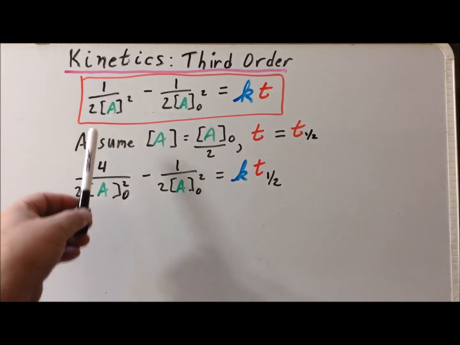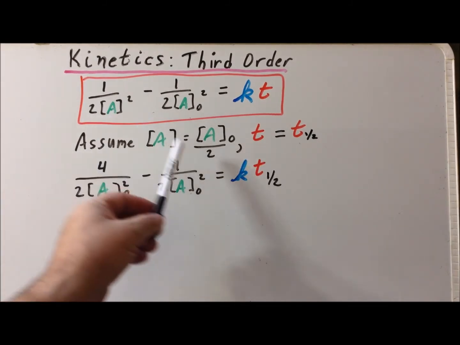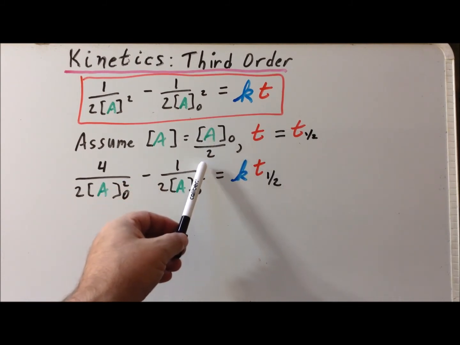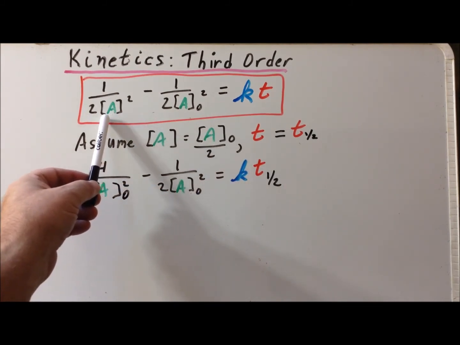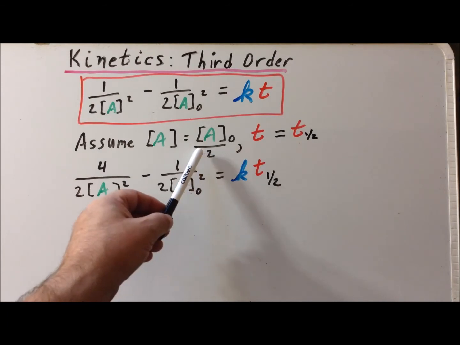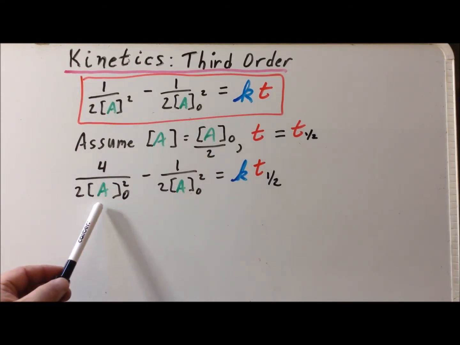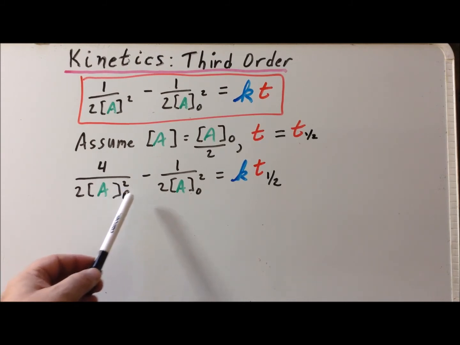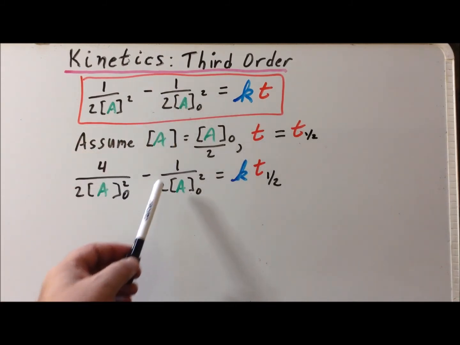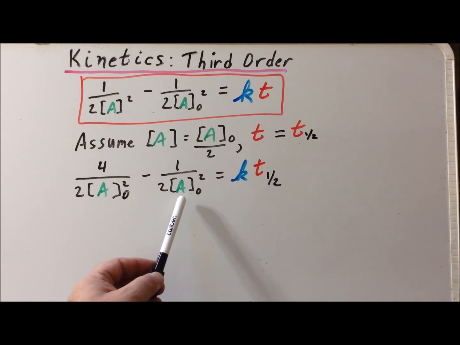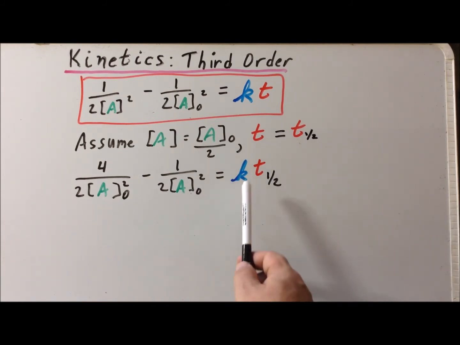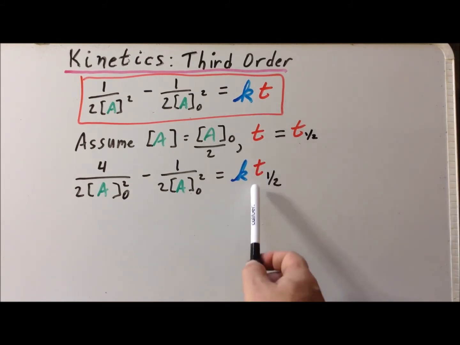So if we substitute for the concentration of A here the initial concentration of A over 2, we square that term, and then because it's in the denominator, it comes up to the numerator. So we get 4 over 2 times the initial concentration of A squared, minus, this term doesn't change at all, 1 over 2 times the initial concentration of A squared. And then on the right-hand side, we simply replace t by the half-life time t sub 1/2.